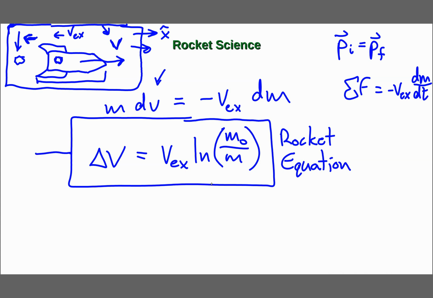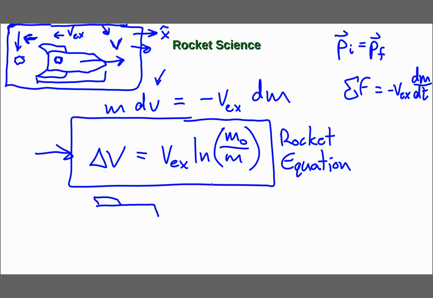And that's this equation. They're talking about this delta V. Note that in this equation, if I want a rocket to go really fast, the key is to make as much of the mass fuel as possible so that I can burn off most of the mass of the rocket. This M naught is the initial mass of the rocket, so that's the rocket with fuel, right?